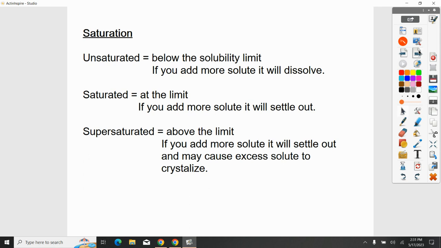If you add more solute to a supersaturated solution, again, it will just settle out, but this time it may act as a seed that allows the extra solute that is in your solution to precipitate out or to crystallize out.